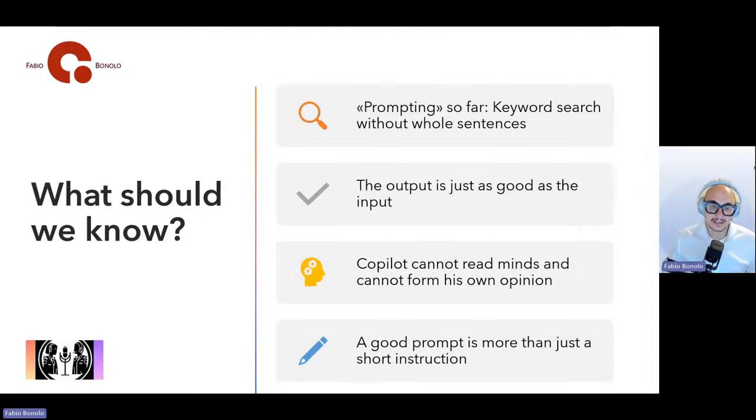And last but not least, a good prompt is more than just short instructions. We all know the Microsoft videos where you write one sentence and it gives you a perfect output. But the reality is a little bit different. One sentence is usually not enough for a good prompt. It has to be a minimum of 2 or 3 sentences. I also saw prompts that are whole pages long, so you can extend it as you like. But at the minimum, a good prompt contains 2 or 3 sentences.